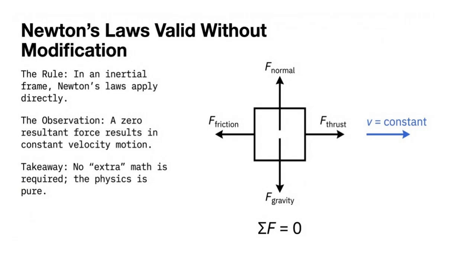In this slide, we see that Newton's laws hold true exactly as they are when we consider an inertial frame, meaning a frame of reference that is not accelerating. The key idea is that if all the forces acting on an object balance out, resulting in no net force, the object will continue moving at a constant velocity without speeding up or slowing down. This is shown here with forces like friction, gravity, normal force, and thrust all canceling each other out perfectly.